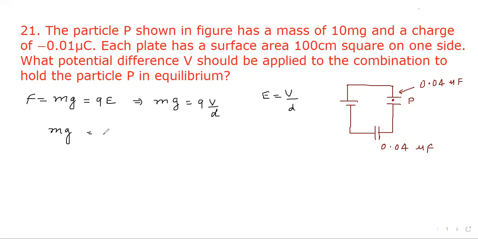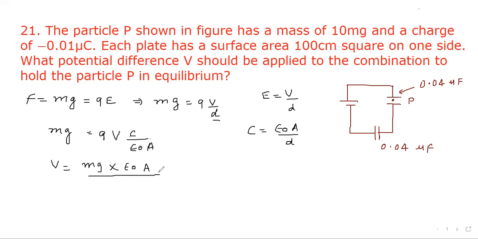equal to Q V, and this D can be replaced by using the formula of capacitance, C equal to epsilon naught A upon D. So this will become C divided by epsilon naught A. Now our concern is to find out V. So V equals mg times epsilon naught A divided by Q times C.